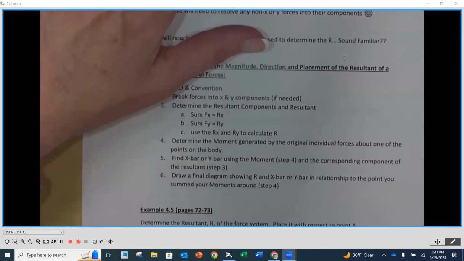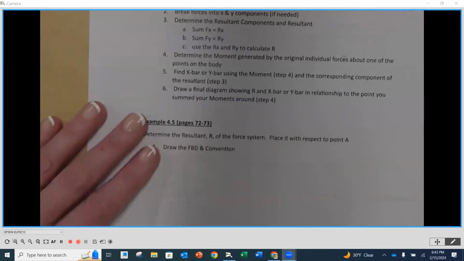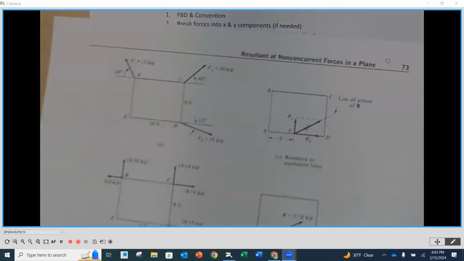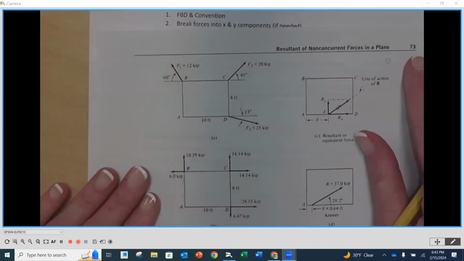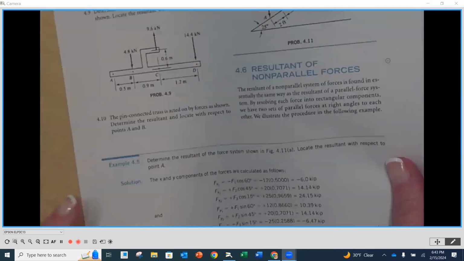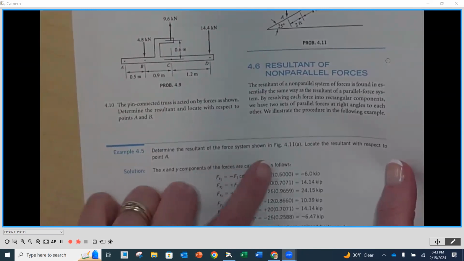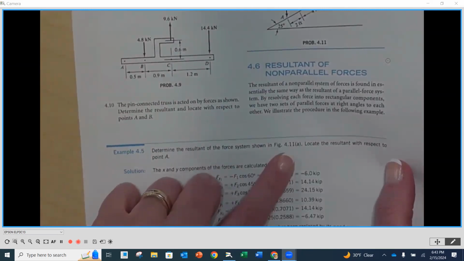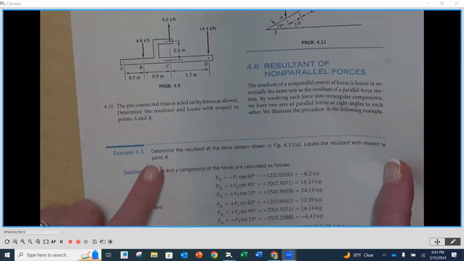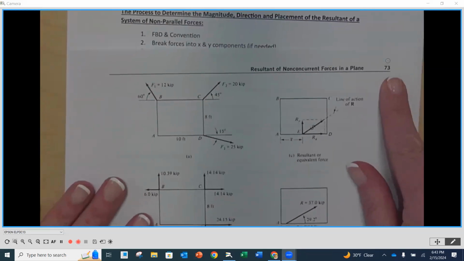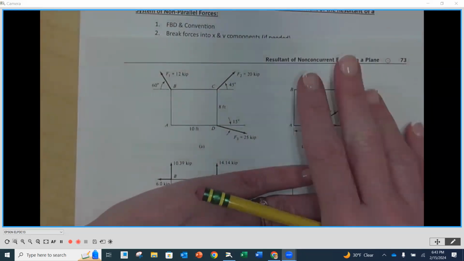So what we're going to do is look at example 4.5 on pages 72 to 73 in our book. So we're going to use that as our example to test out the process here. And you will find the diagram on page 73, and the problem statement starts on page 72. So it says, determine the resultant of the force system shown in figure 4.11 and locate the resultant with respect to point A.